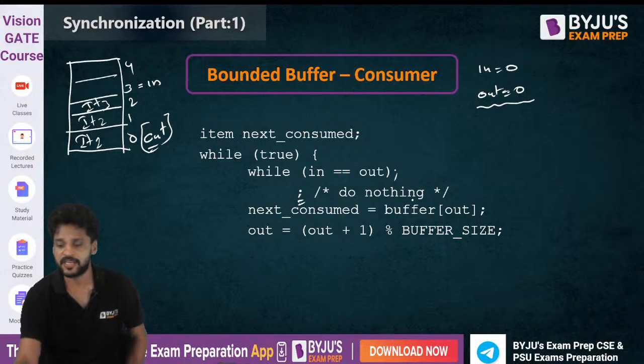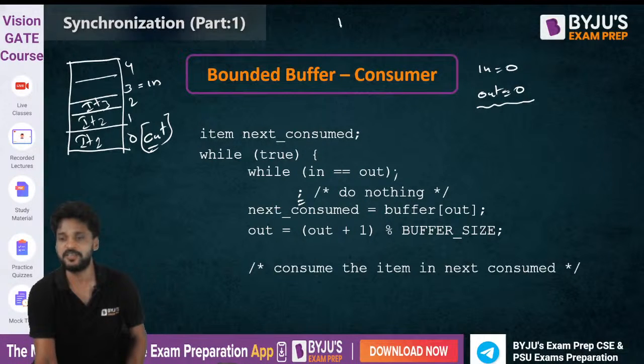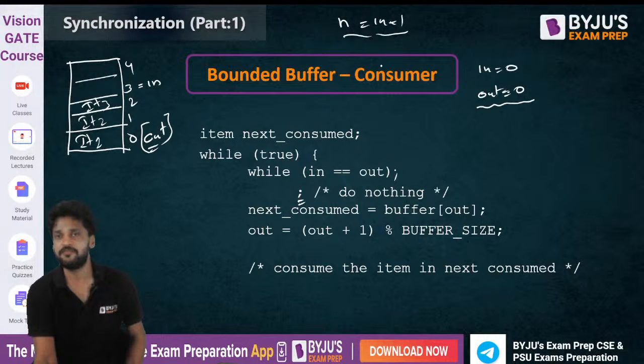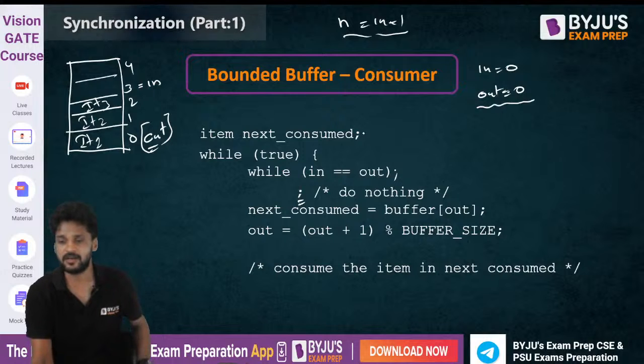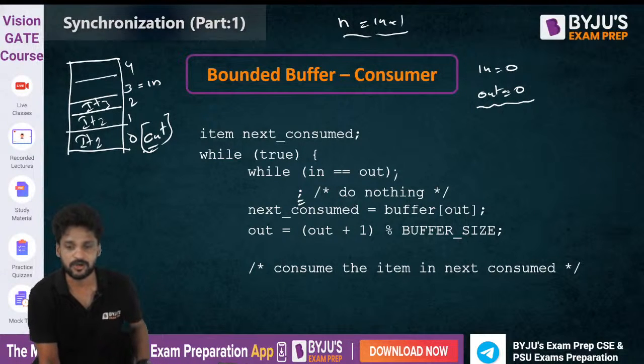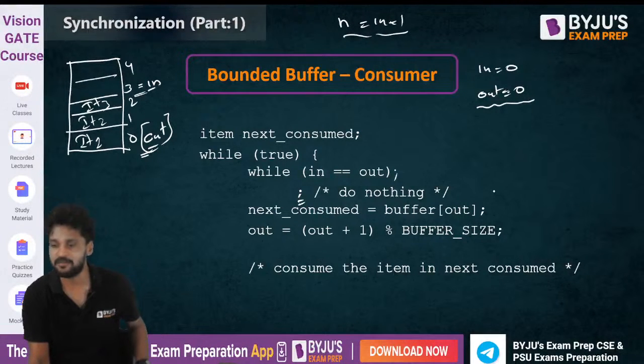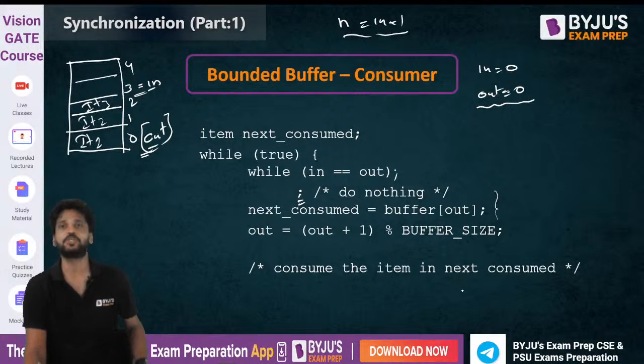Mind you, every time out of production happens, in is being incremented. In is equal to in plus 1, right? So every time after the production happens, in is getting incremented. Now I would like to consume. I will check in is equal to out. No, in is not equal to out. Out is equal to 0, in is equal to 3. So what will happen? I will come out of this while loop and I will consume.